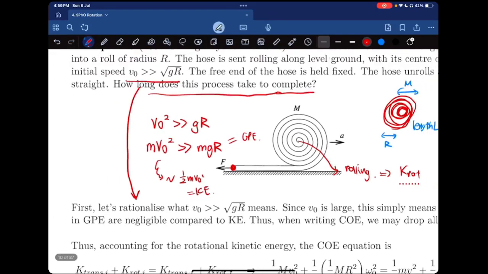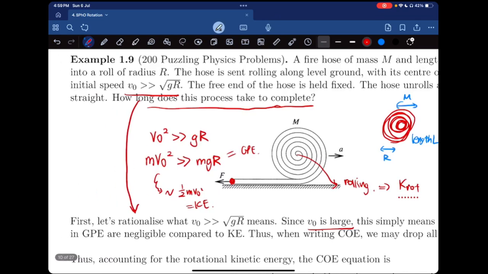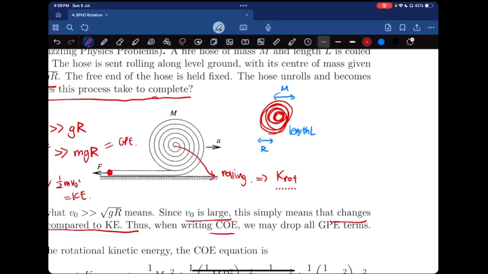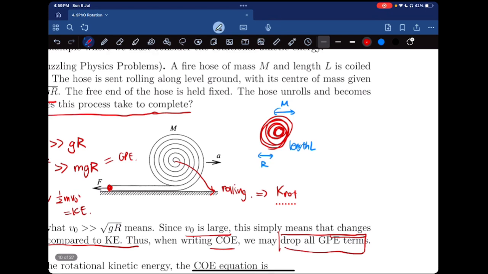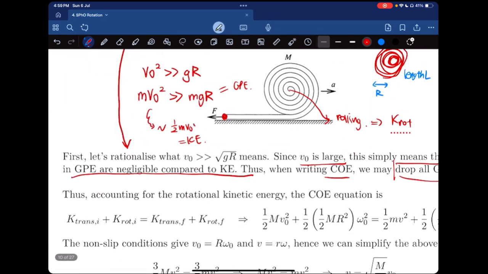And this is reflected here. v naught is large, so changes in GPE are negligible compared to changes in KE. So when you write COE, you may drop all GPE terms, which is very convenient. This means that when you write your conservation of energy, all you need to consider is your changes in kinetic energy. So with that in mind, accounting for rotational kinetic energy, your COE equation is just like that.